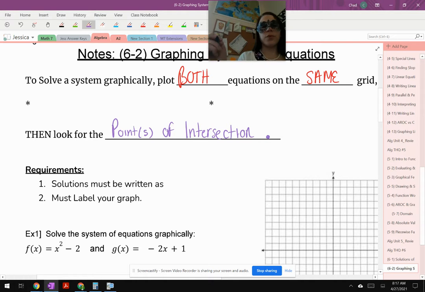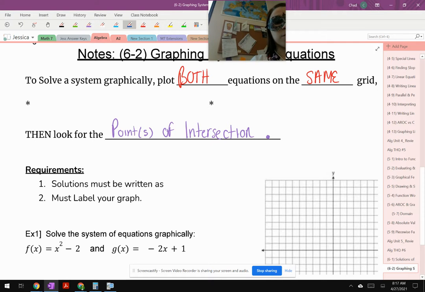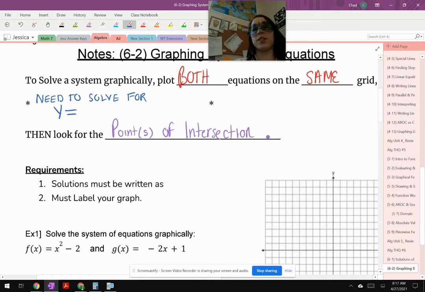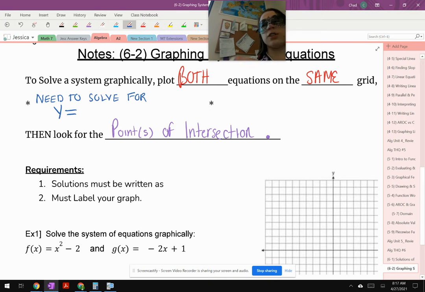Okay. So a couple of things going backwards here. To solve a system graphically, you have to plot both equations on the same grid, or graph both equations on the same grid. Whenever you're graphing something, you need to first start by solving for y. Remember, you need to isolate that y so you can either find the slope if it's linear, or be able to plug it in the calculator if it's not linear. So you need to solve for y equals first. You need to get that y equals, if it's a line, y equals mx plus b.